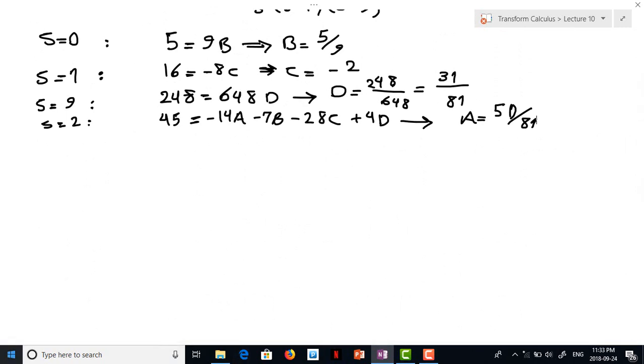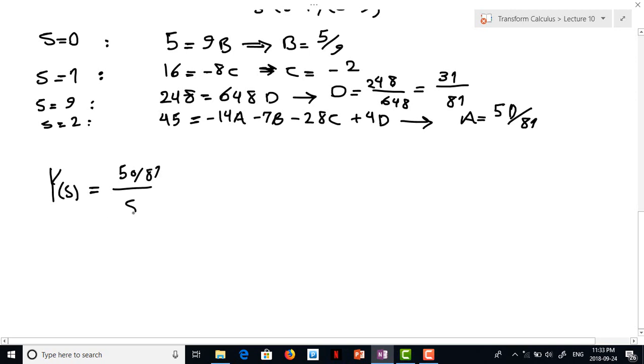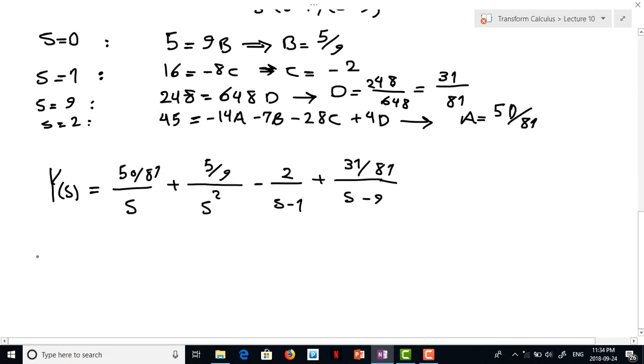As a result, Y of s is equal to a, which is 50 over 81, divided by s, plus b, which is 5 over 9, divided by s squared, minus c, which is 2, over s minus 1, plus 31 over 81 over s minus 9.